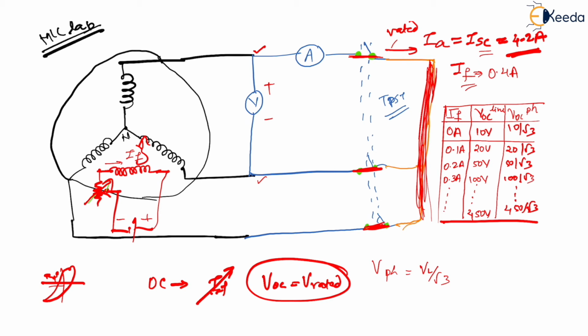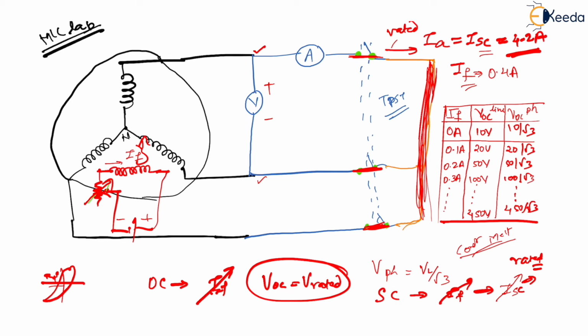So can I say that in SC test, as soon as you vary your IF, what do you get? Definitely ISC is going to increase, so you are going to increase it up to what value? Rated value of that particular current. Yes or no? Otherwise the conductor will melt. That is the reason, which is a problem, correct? So it is going to increase up to rated value.